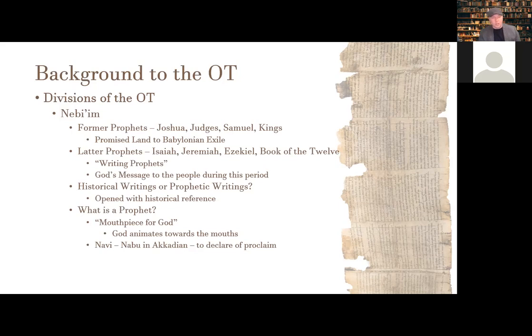It's really referring to the historical timeline in the story. It's how we break down our English Bible. These are the historical writings. This is the history of Israel once they come into the land. And then the latter prophets are Isaiah, Jeremiah, Ezekiel, and the Book of the Twelve. This is the twelve minor prophets, as some refer to them. These are the writing prophets. These are the people who wrote their books at the time, not like the ones before, where we have no idea who wrote them. It's a historical thing. These are referred to as the writing prophets. It's God's message to the people during very much the same period as the former prophets.